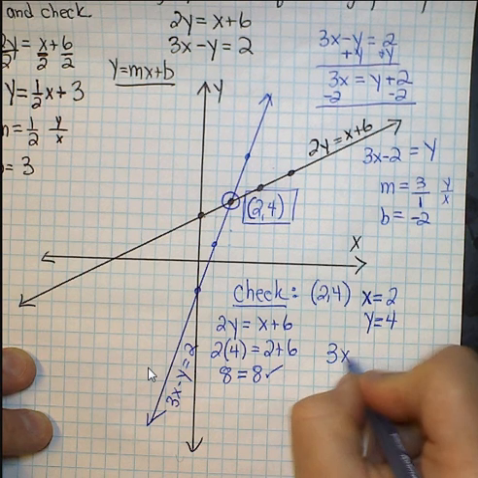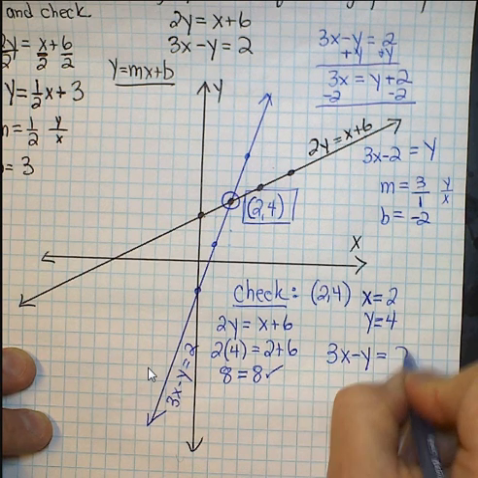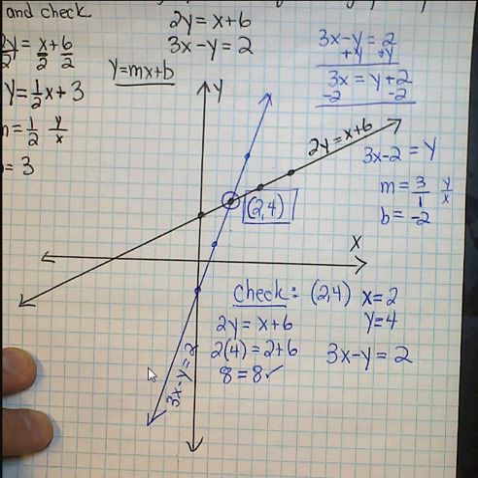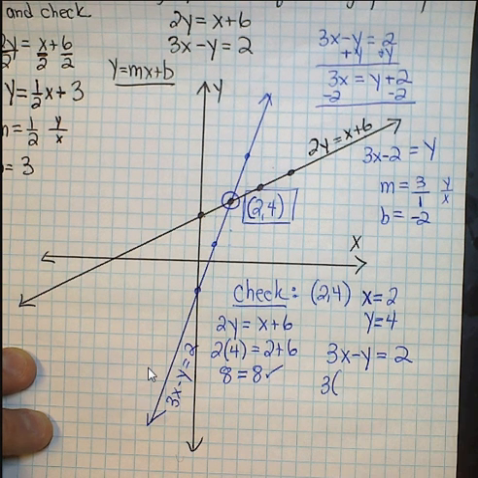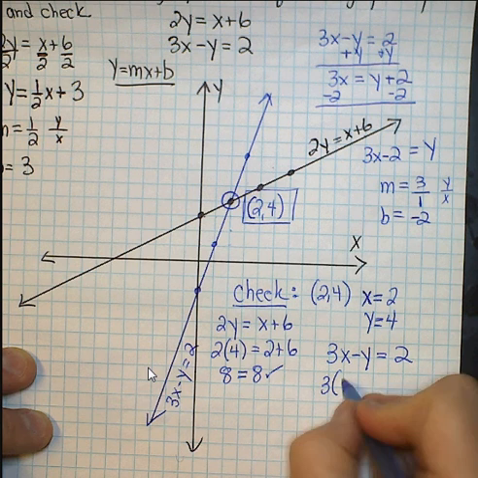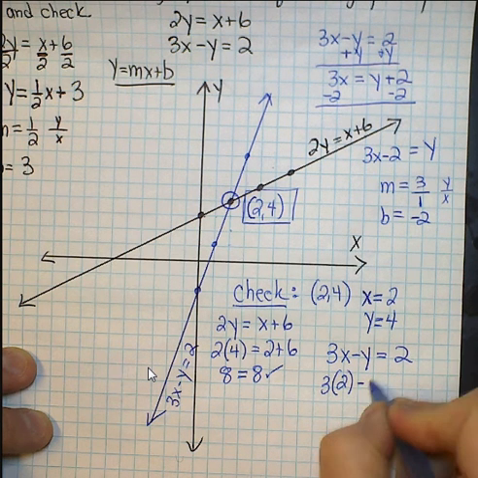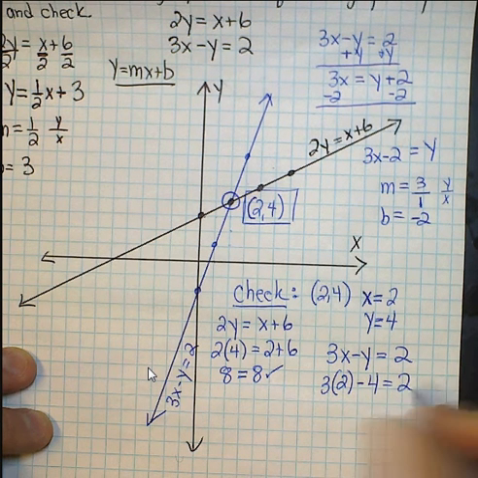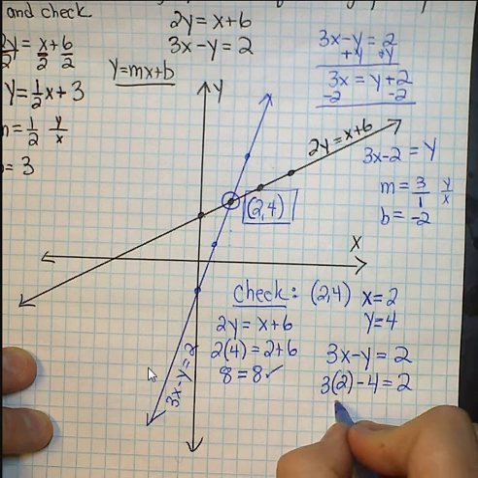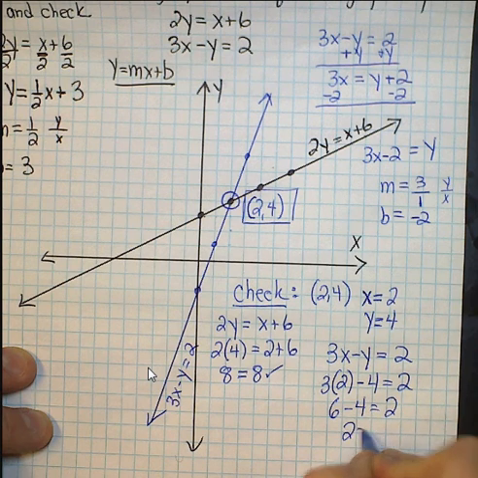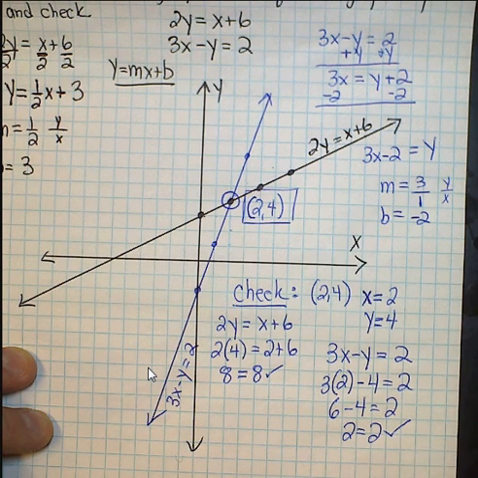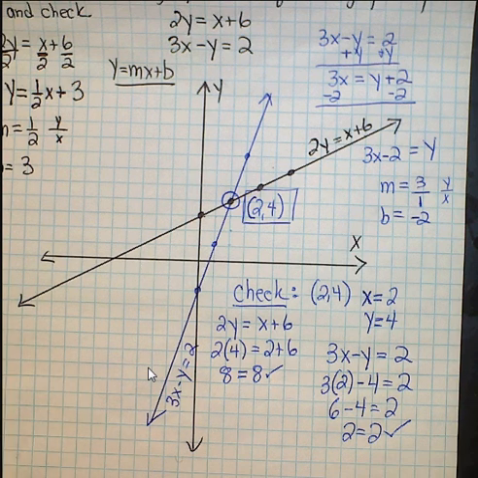My second check is with that second equation. 3x minus y is equal to 2. Don't start plugging things in until you write the equation down. This is 3 times what's x? 2. And then what's y? 4. 3 times 2? 6. And what is 6 minus 4? And 2 is equal to 2. And there's your check. Okay? And that's it. That's your full process, guys, in terms of solving a system graphically.